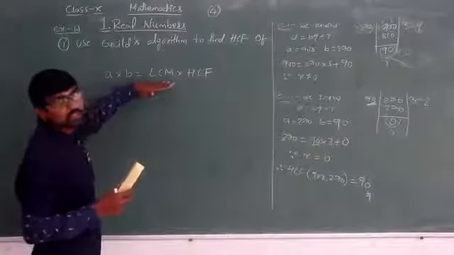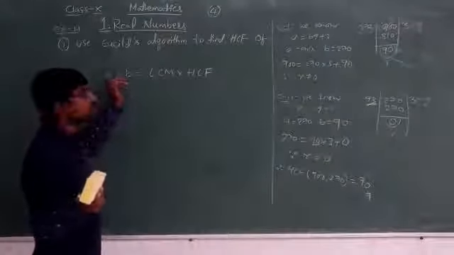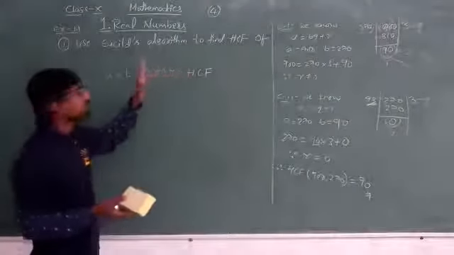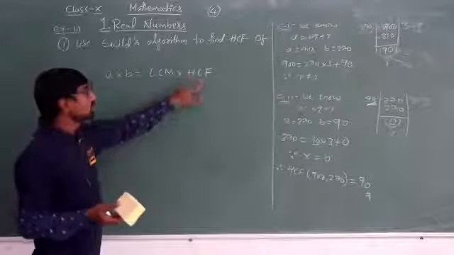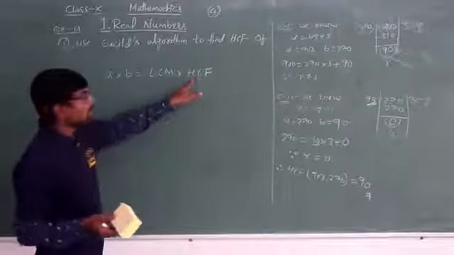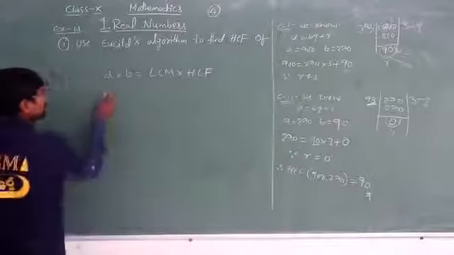You have the shortest form for that. A, as you already know, is the biggest number, B is the smallest number, LCM is the least common multiple, and HCF is the highest common factor, as we have got the highest common factor as 90. So let me do this problem.